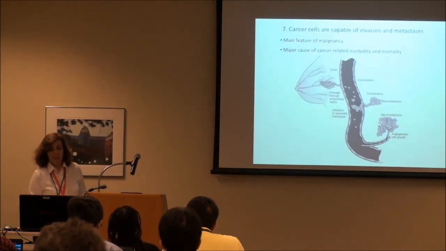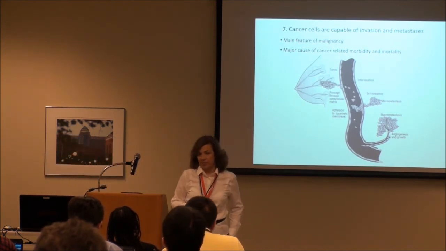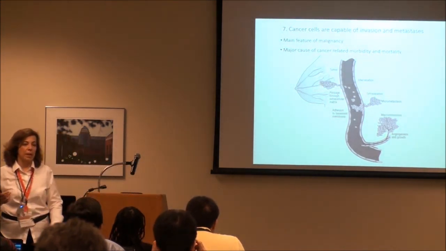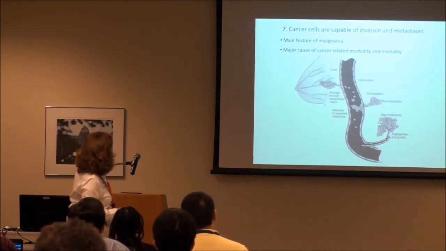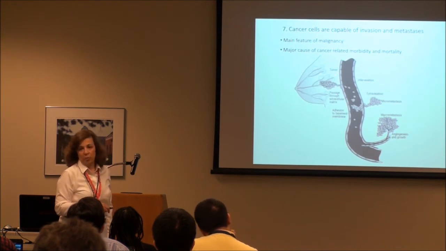And let's see what's next. Okay, this is probably the most important hallmark of cancer. Some scientists argue that other hallmarks of cancer can be found maybe in other tissues, but this one cannot. And that's the ability of metastasis and invasion. That's the main feature of malignancy.